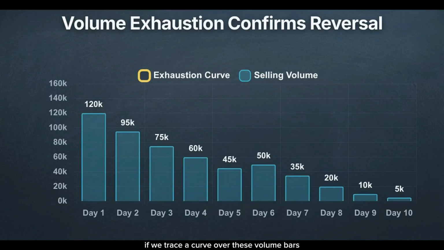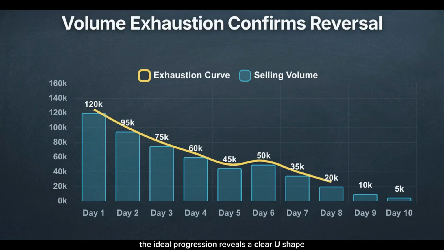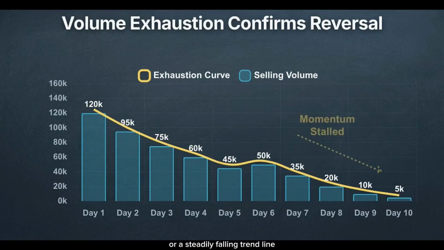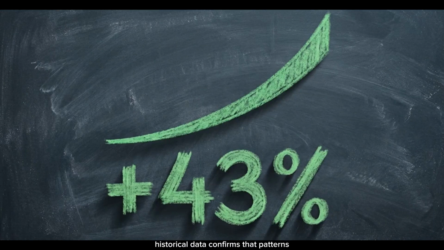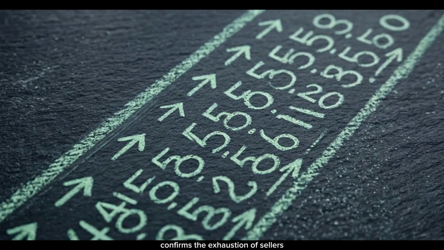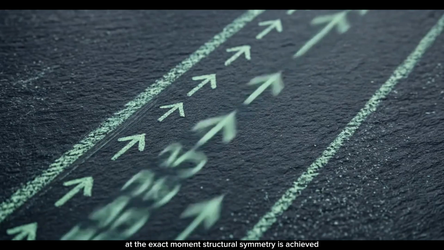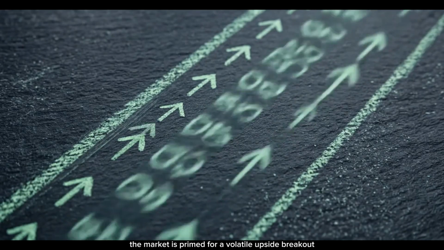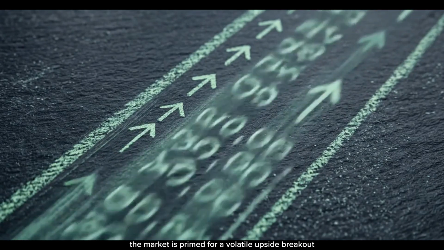If we trace a curve over these volume bars, the ideal progression reveals a clear U-shape or a steadily falling trend line moving from left to right. Historical data confirms that patterns exhibiting this specific U-shaped or falling volume signature consistently yield the highest post-breakout price performance. When diminishing volume confirms the exhaustion of sellers at the exact moment structural symmetry is achieved, the market is primed for a volatile upside breakout.